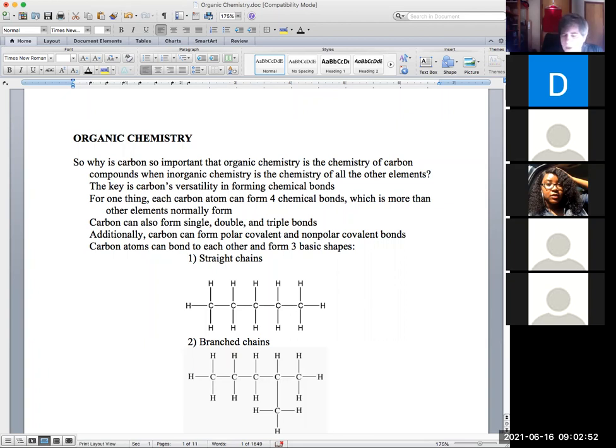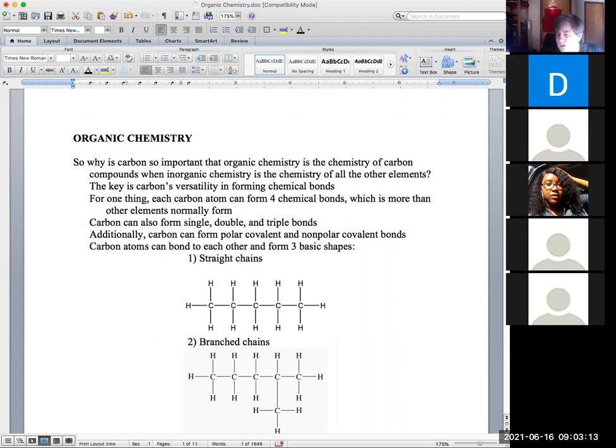It will mix with water or dissolve in water if it's the right size. If we have a lot of nonpolar bonds in a section of a molecule, that section will be hydrophobic. It won't mix with water very well. It won't dissolve in water.